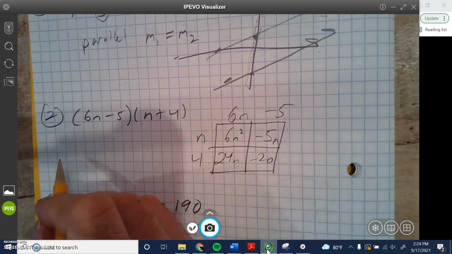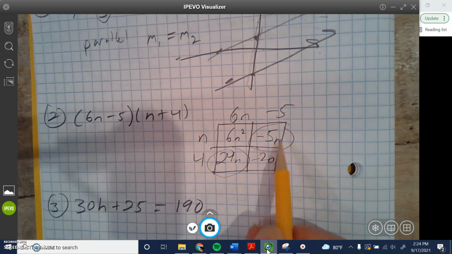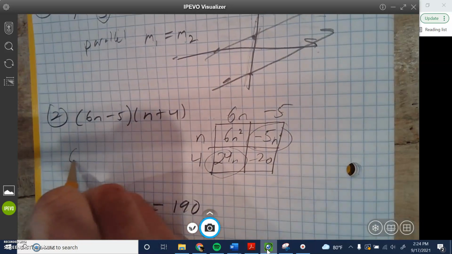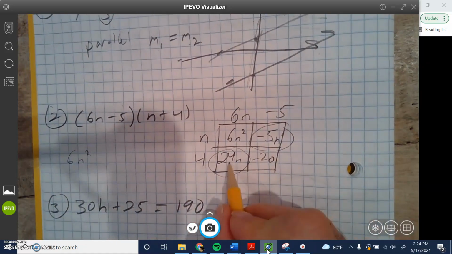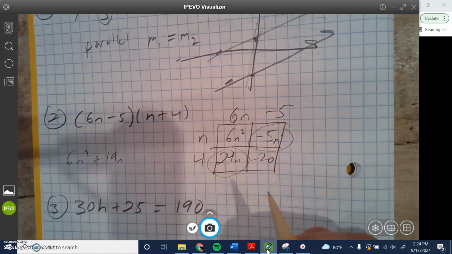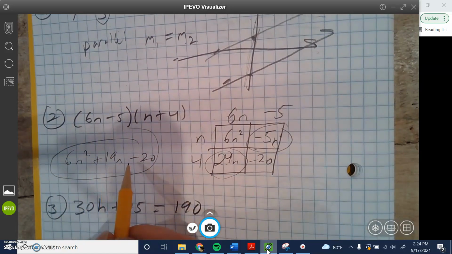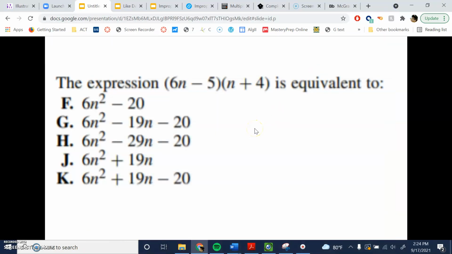Okay. So these are like terms because they have n to the first power with them. So 6n squared, 24 minus 5 is 19n, minus 20. There we go. 6n squared plus 19n minus 20. All right. So that would be K. There you go. Okay, let's go.